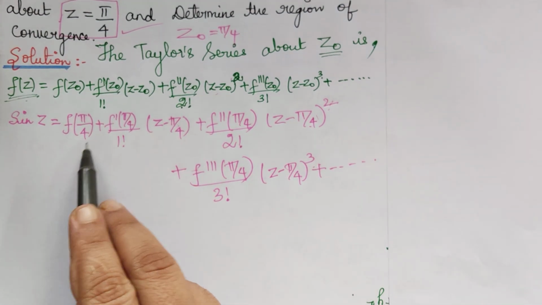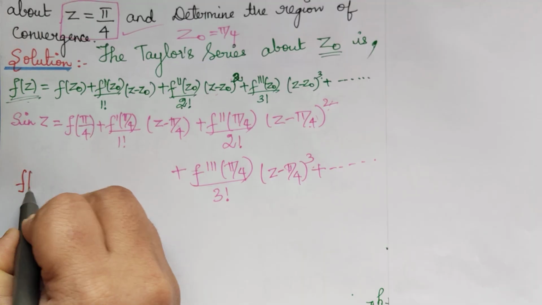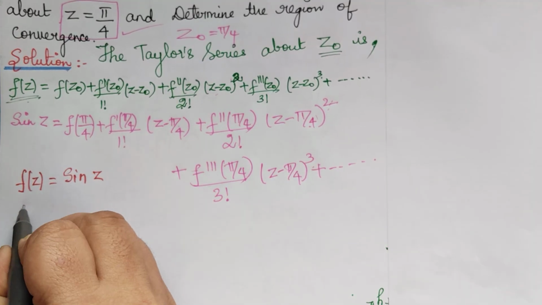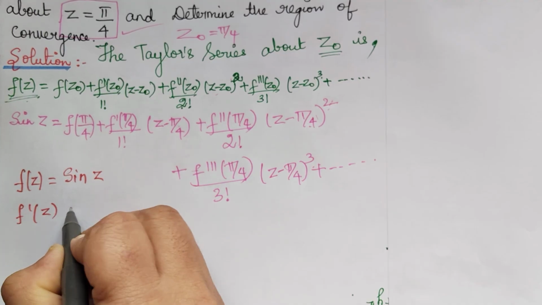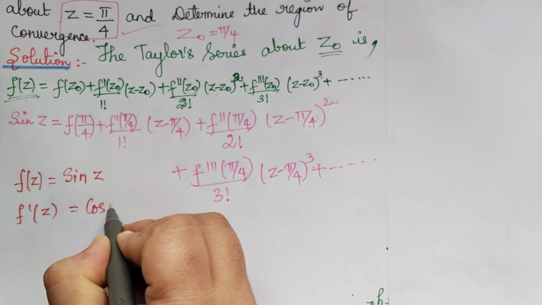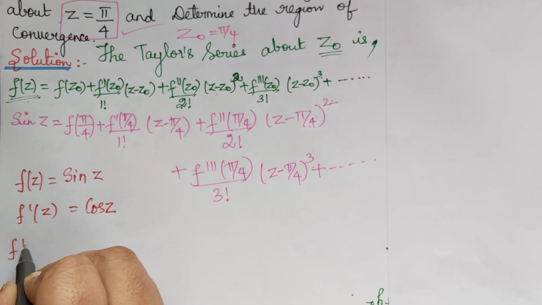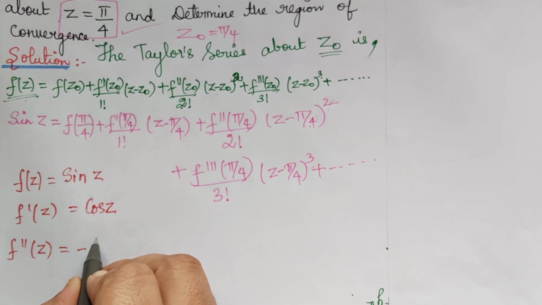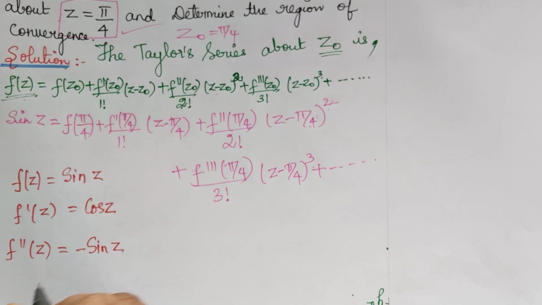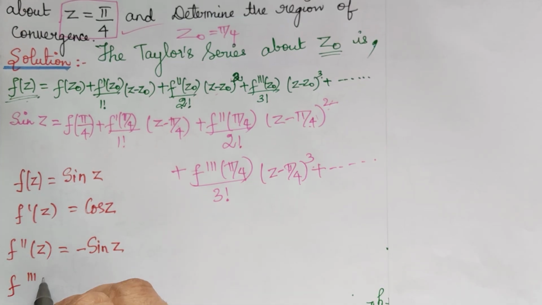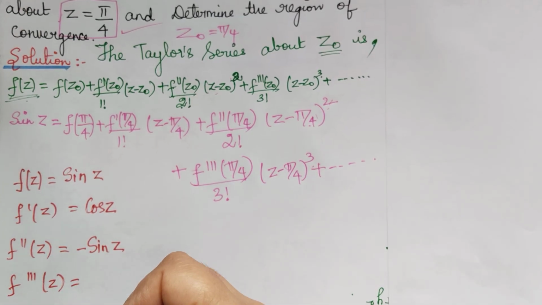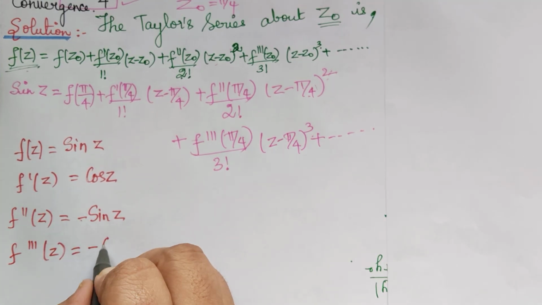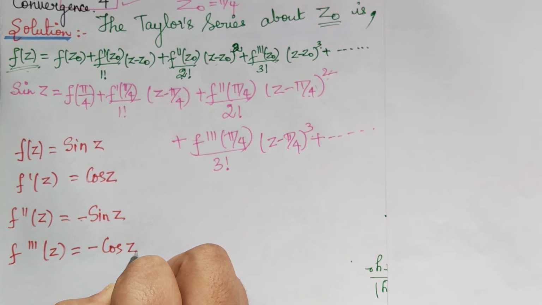Now we shall find each of these, for which first we should write f of z which is equal to sine z. Now from this, what is f dash of z? The differentiation of sine z is cos z. And then f double dash of z is the differentiation of cos z, which is minus sine z. And then we have f triple dash of z, which is the differentiation of minus sine z, which is minus cos z.